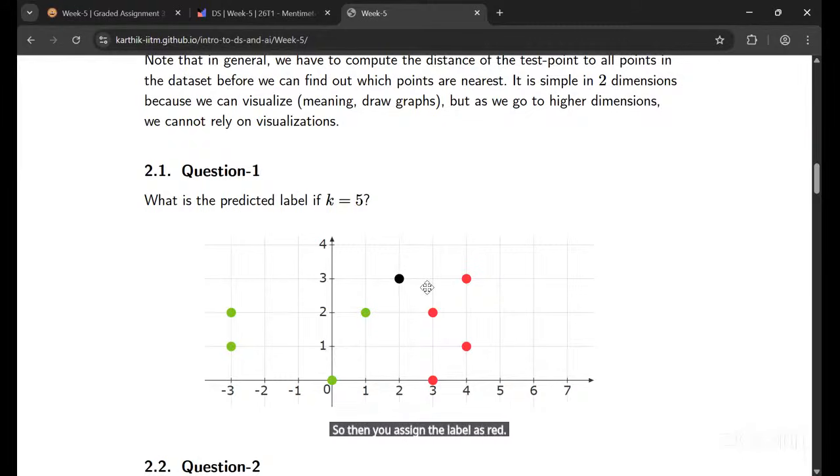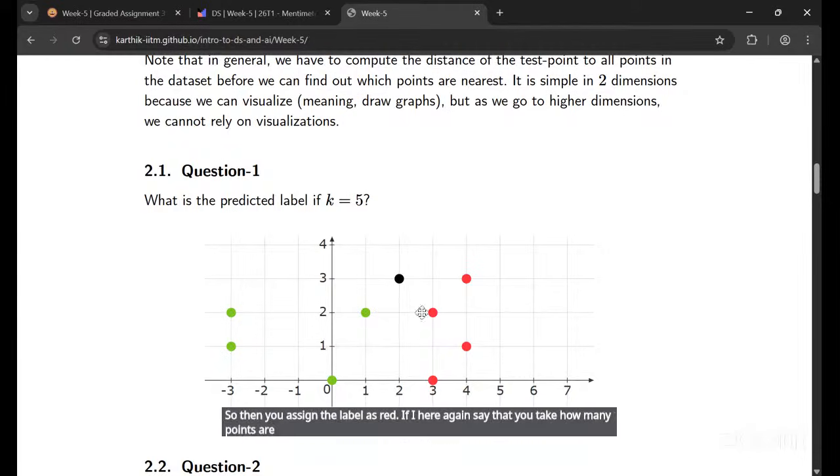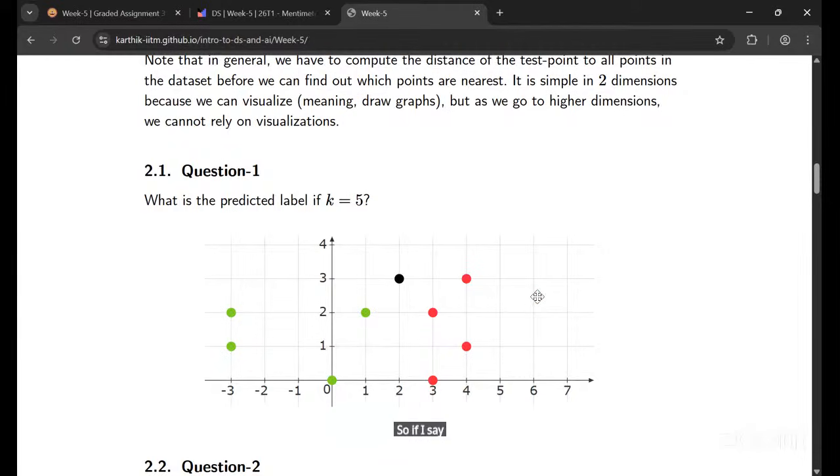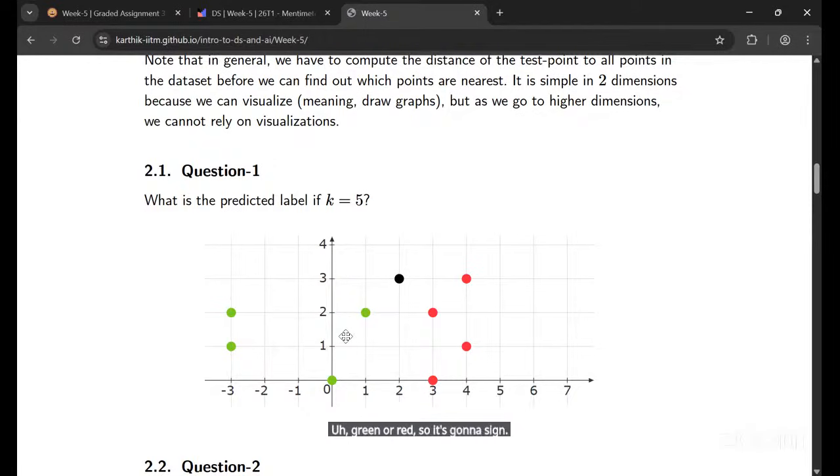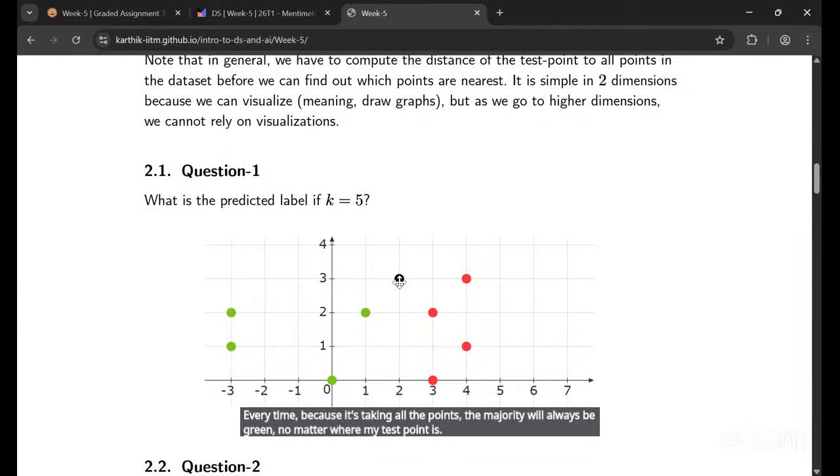If I again say that you take, how many points are here? 1, 2, 3, 4, 5, 6, 7, 8. So if I say that you take K as 8 here, what will the algorithm do? It will count all these points, take them in a bag, and say that there is no clear majority between green or red. So it's going to assign either green or red. Or for the sake of simplicity, let's assume that this point here, 3 comma 0, is green instead of red. Now, if I say take K as 8, every time, because it's taking all the points, the majority will always be green, no matter where my test point is. So the structure is lost.